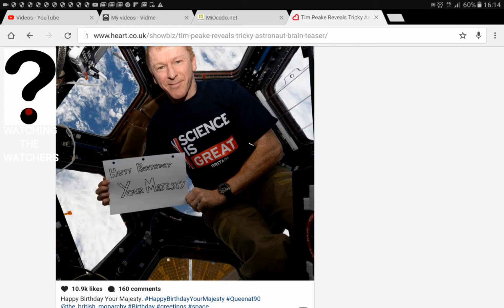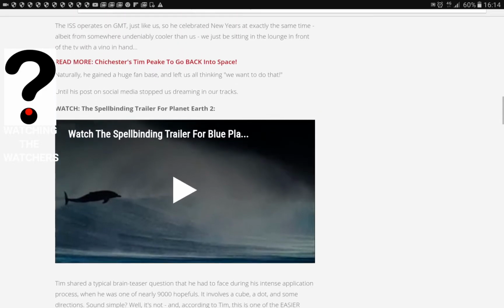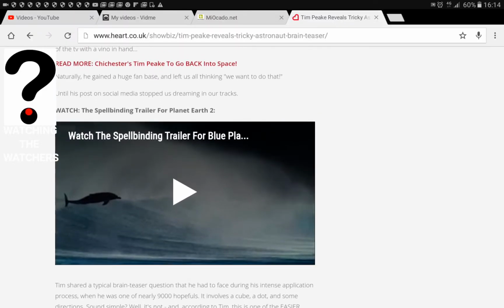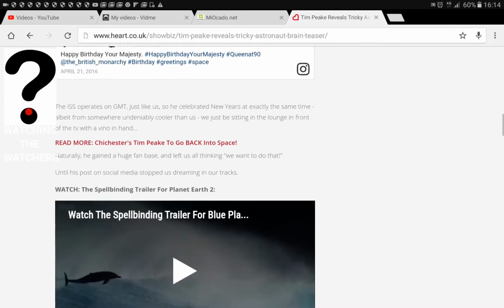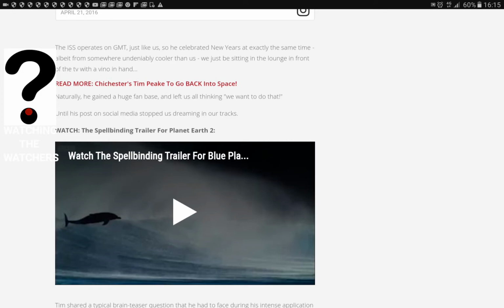He's got his ring on. Sometimes you can see their rings. They're all Masons, basically, most of these astronauts. They're proudly showing their rings. We want to do that.